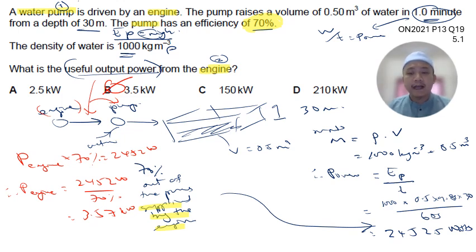Okay, so it's a matter of understanding what the question wants, which you need to differentiate. You are dealing with the water pump, yes, but the question is actually asking about the engine, not the pump. So some students would be confused or overlook the fact that what they are actually looking for is the useful output power from the engine, which is basically the total amount of power that the pump is actually receiving. From that amount of power, only 70% is being used to raise the water. So you need to differentiate between the water pump as well as the engine.